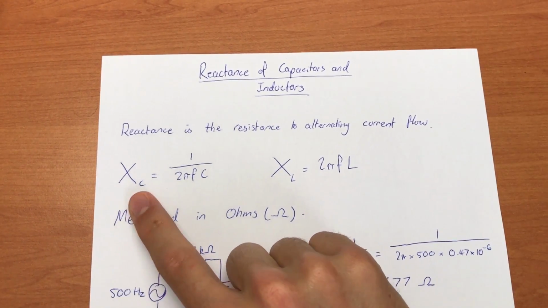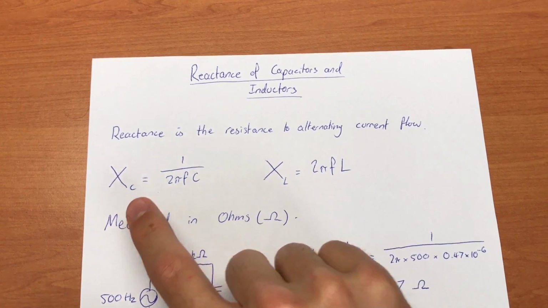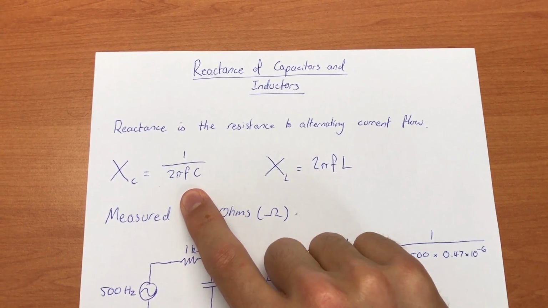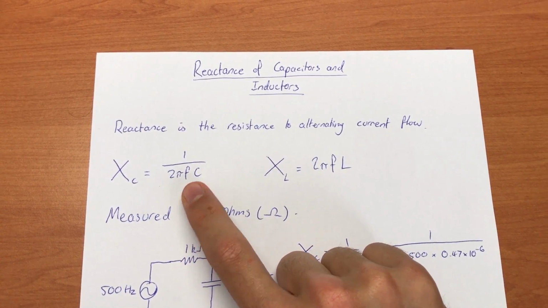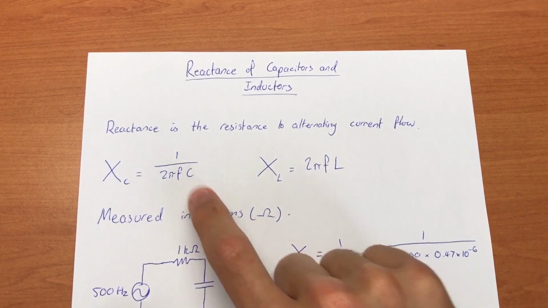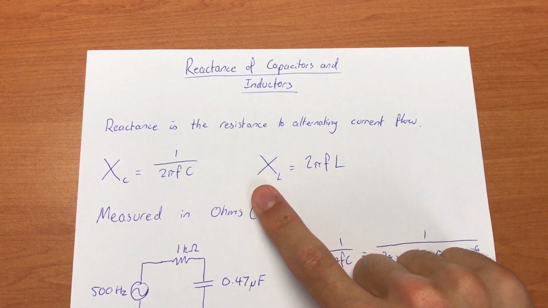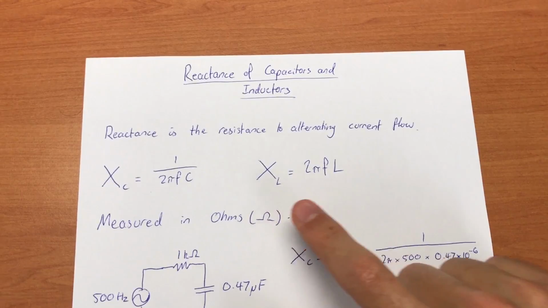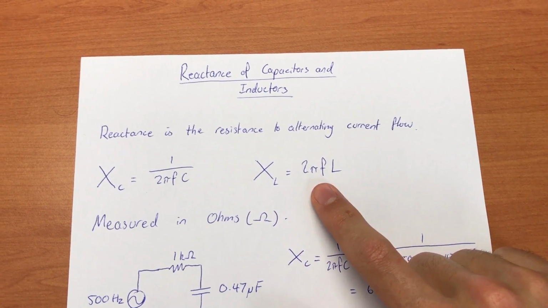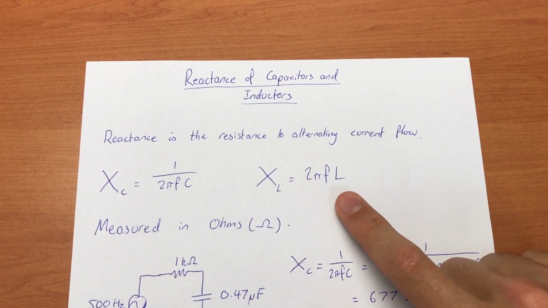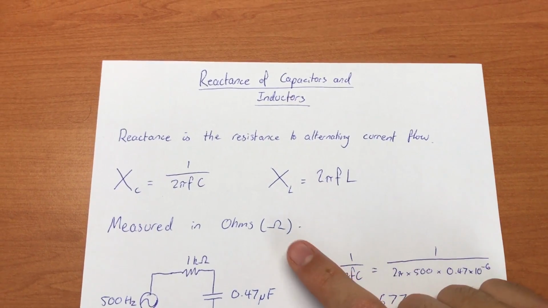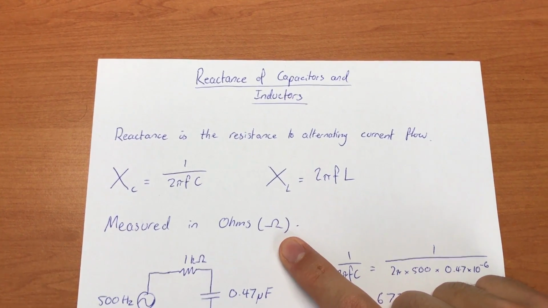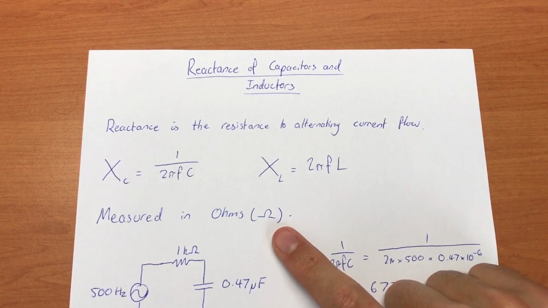So, the reactance of a capacitor, XC, is defined as 1 over 2 pi FC, F being our frequency, and C being the capacitance. The reactance of an inductor, XL, is defined as 2 pi FL, F being our frequency again, and L being the inductance. Reactance is measured in ohms, and that's because it's a form of resistance.